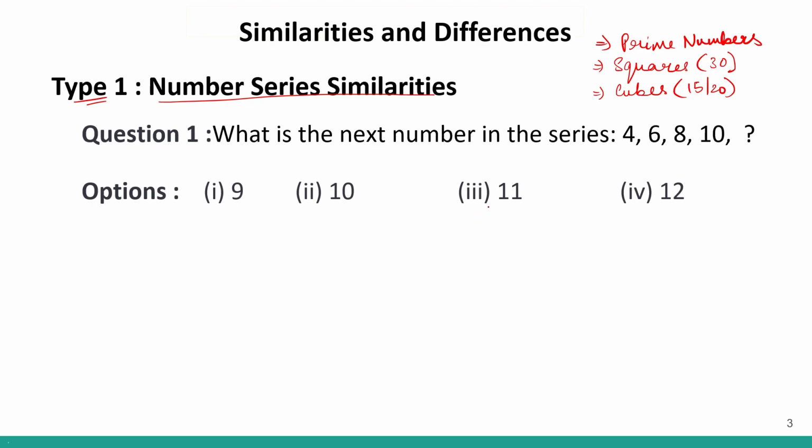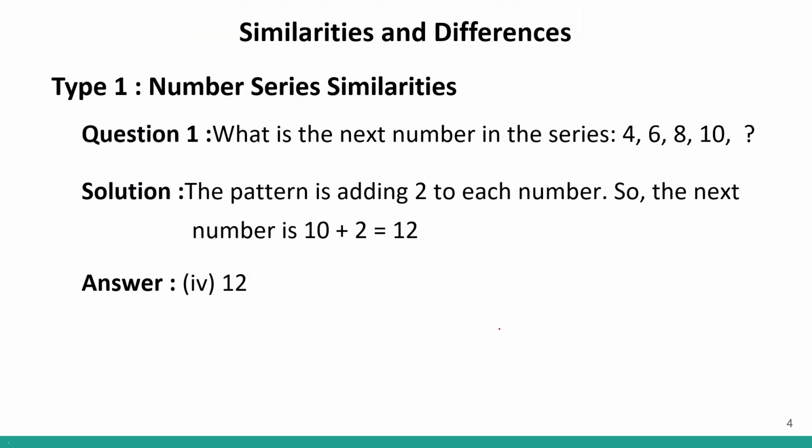Now, in this question, we are given a series and we have to find the next number. So here I can clearly see it is 4 plus 2, which gave us 6. 6 plus 2, which gave us 8. 8 plus 2, which gave us 10. And 10 plus 2 will give us 12. So our answer will be option number 4, 12. So this was the logic of adding 2 to the previous term, which gave us our next term. So our answer will be option number 4.